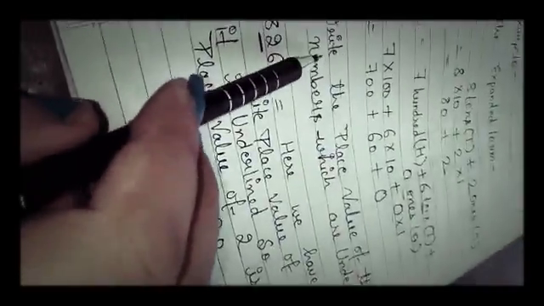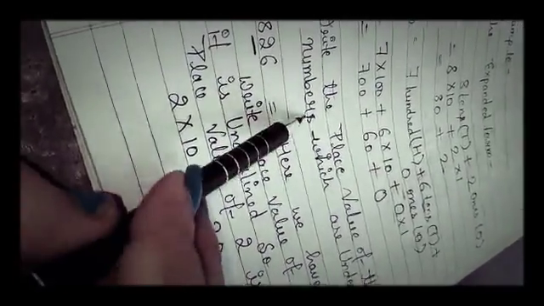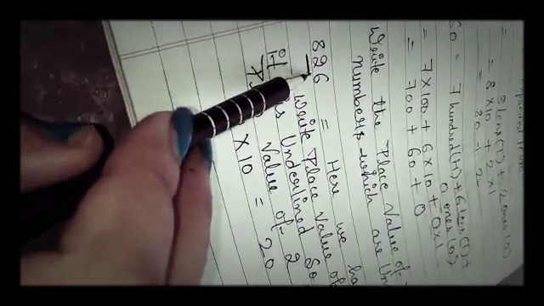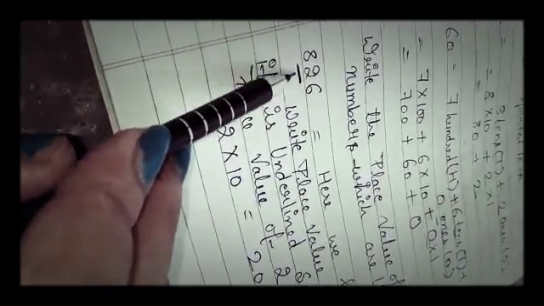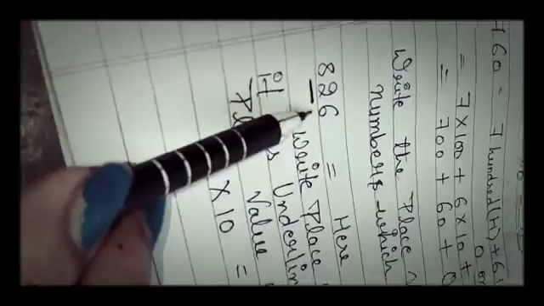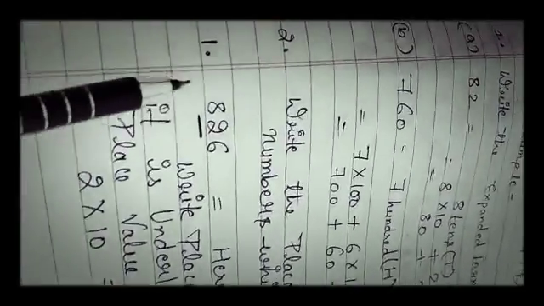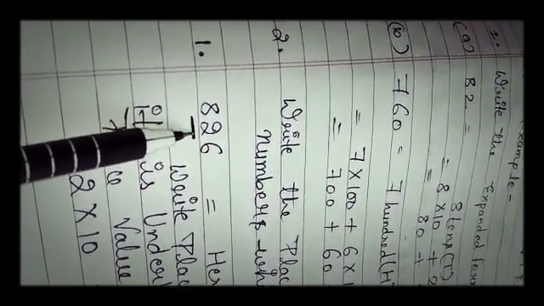Write the place value of the numbers which are underlined. Here you have to write the place value of the numbers which are underlined. Like here the number is 826. So the underline is on 2. So here we have to write the place value of 2 as it is underlined. So the place value of 2 is tens. 2 into 10 is equal to 20. So here the value of 2 is 20.